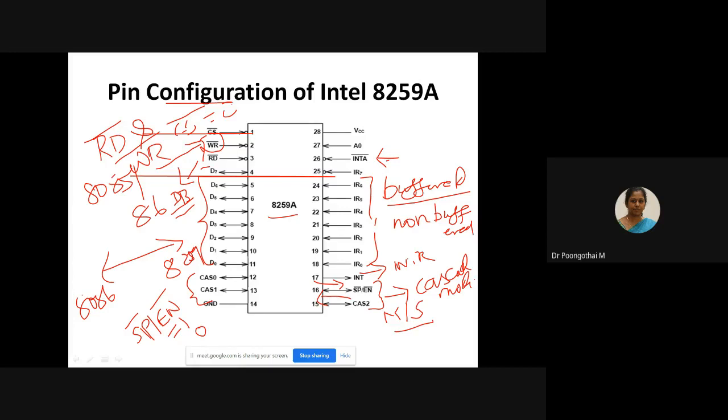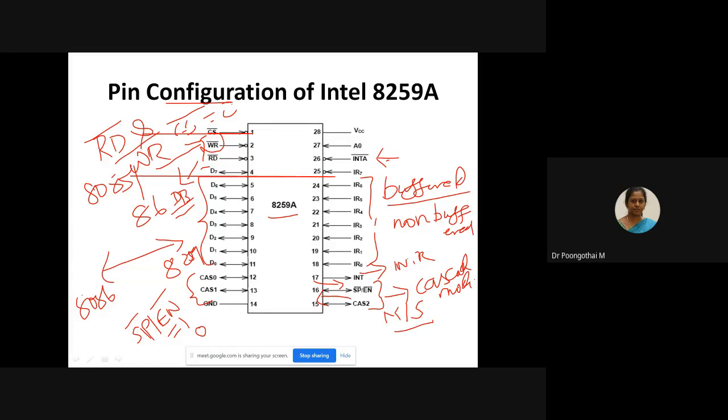And coming to the interrupt request inputs, these are asynchronous interrupt input pins. An interrupt request is recognized by a rising edge on the interrupt request input, that is low to high. Okay, so when it is low to high, that signal will be accepted by 8259.